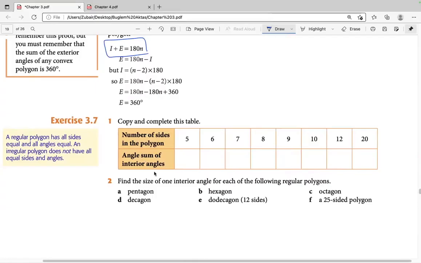Okay. Angle sum of interior angles, so 540. 720. 900. You're doing it without a calculator? Without calculator. 900.